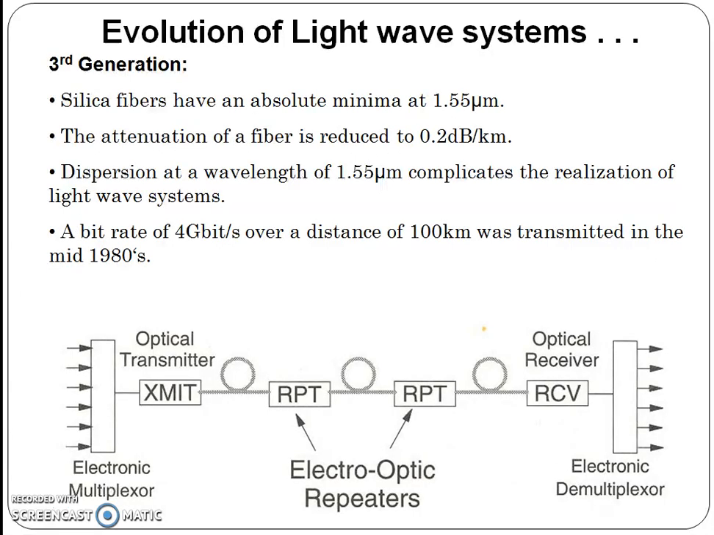Then next comes the third generation of light wave systems. Silica fibers have an absolute minimum loss at 1.55 micrometer. The attenuation of a fiber is reduced to 0.2 dB per kilometer. Dispersion at a wavelength of 1.55 micrometer complicates the realization of light wave systems. A bitrate of 4 gigabits per second over a distance of 100 km was transmitted in the mid-1980s.